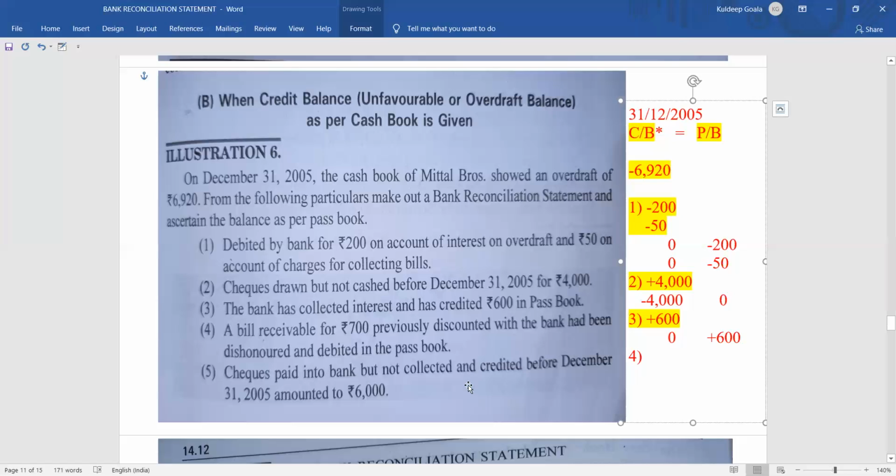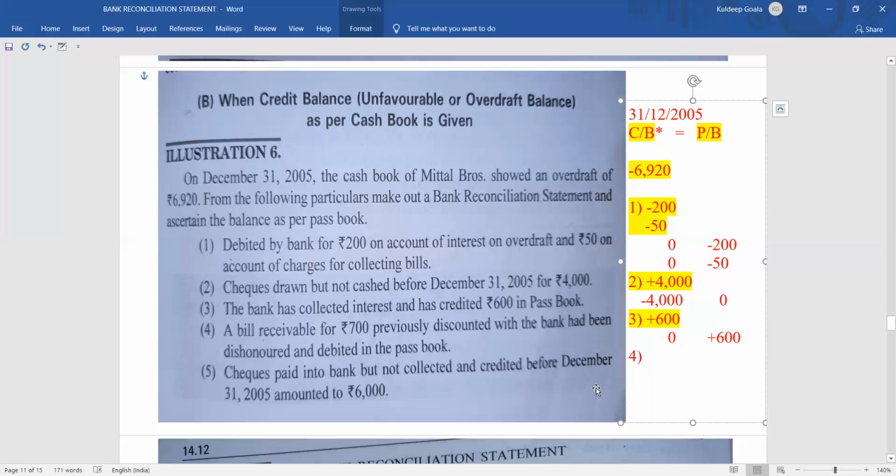Okay, so what has happened? We kept the bill with the bank, and on the due date, when the bank went for collecting the money, the person denied, he dishonored, he did not give. So what will the bank do? The bank will not wait for anything. Immediately the bank will deduct the money from the passbook. Immediately the money has been deducted.